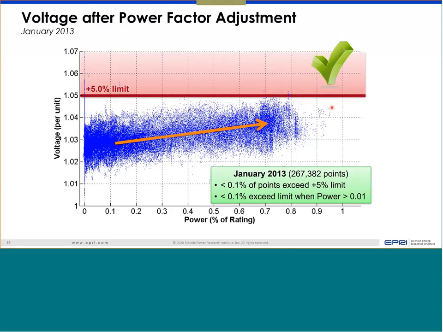So this is an example from the field, a large scale plant solving their voltage problem, at least the localized voltage problem, by changing the power factor to the absorbing limit.